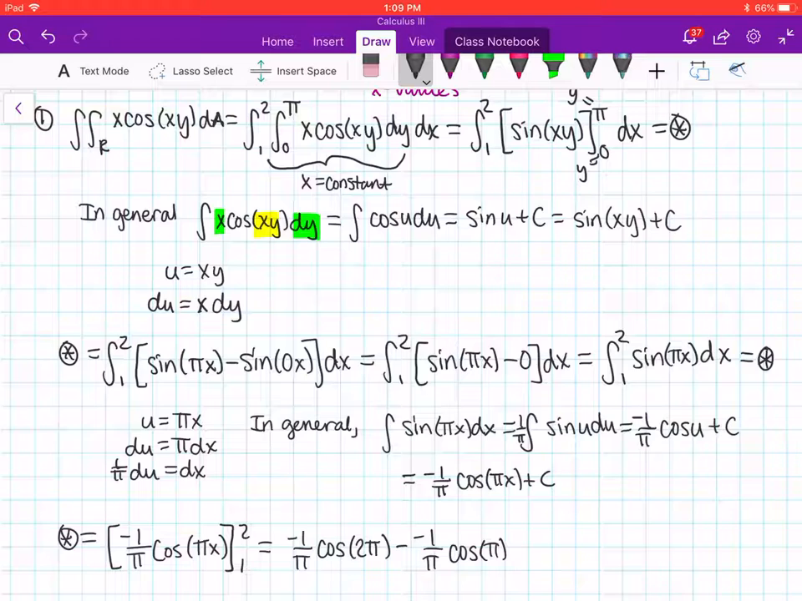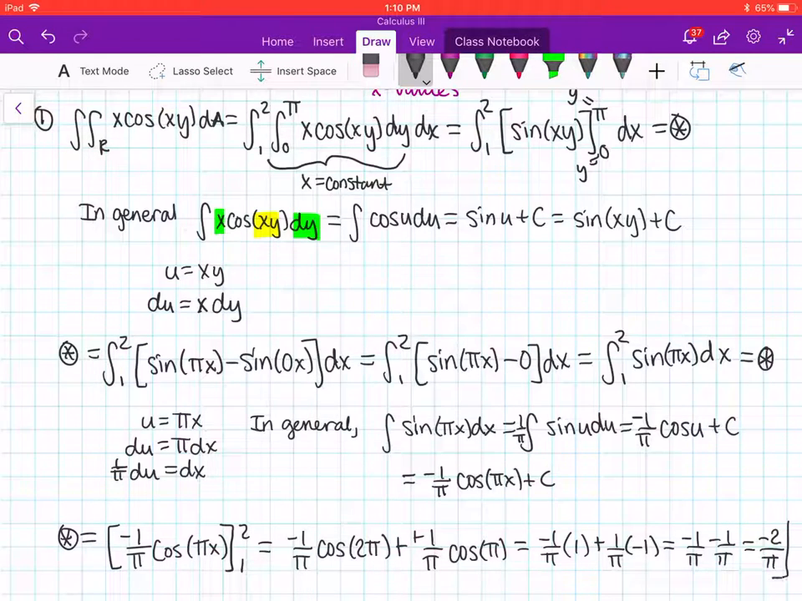Now cosine of 2 pi is 1. And then minus a negative becomes positive. And then cosine of pi is negative 1. So we got negative 1 over pi minus 1 over pi. And then that gives us minus 2 over pi. And so here we have a completed version of this.